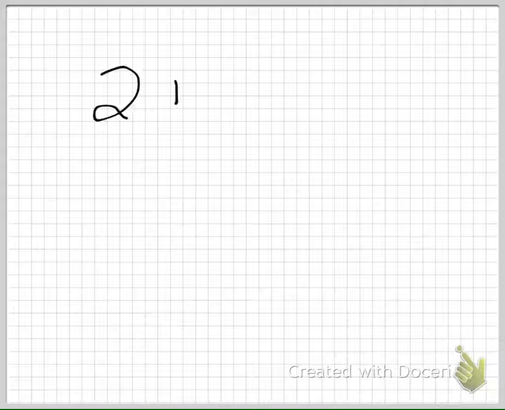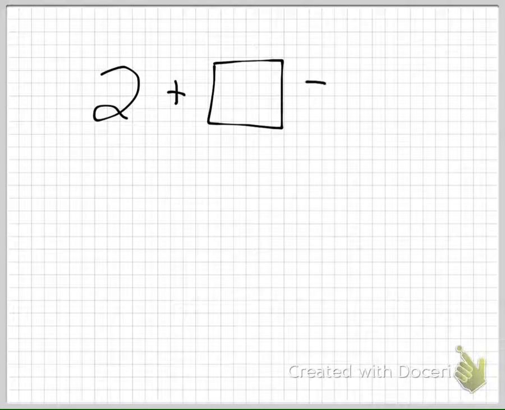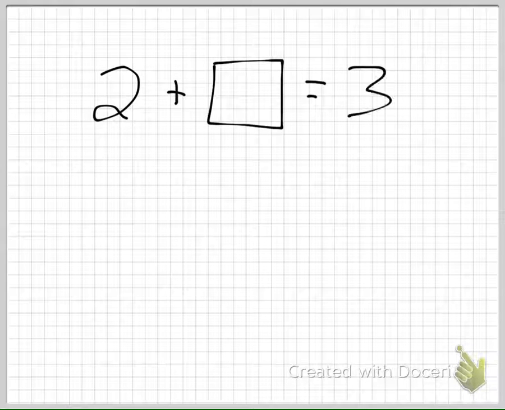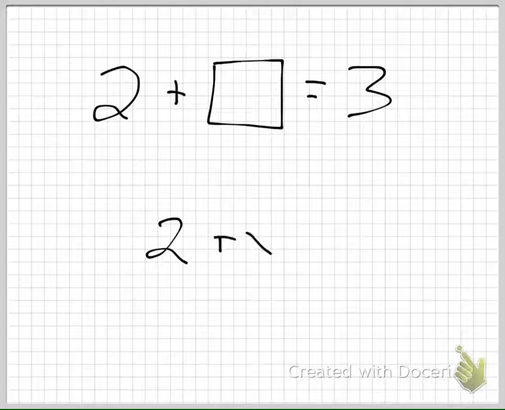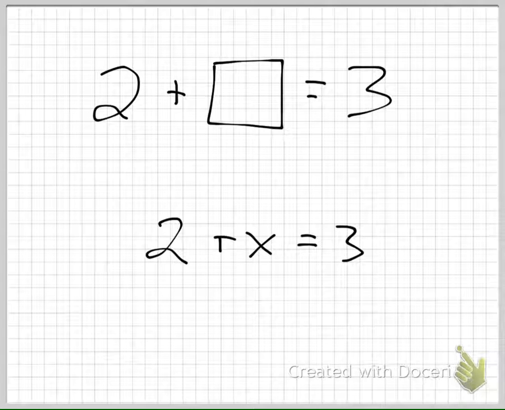Algebra is something like this. Have you ever seen something like this? 2 plus, and then there's a box, equals 3. Doesn't that look like a kindergarten, maybe a first grade question? What's the difference between that and 2 plus x equals 3? Absolutely nothing. There's no difference. It's the same thing. You've been doing algebra since the beginning. You just didn't realize it.